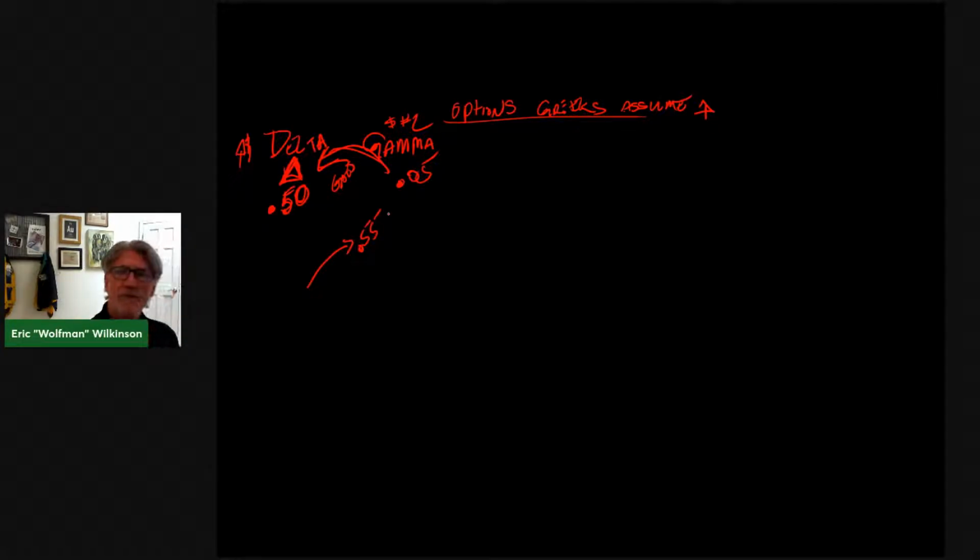Does that make sense? So on the first dollar, I would have gained 50 cents to my premiums. Second dollar move higher, I would have gained 55 cents to my premiums. On the call side. On the put side, they're negative, so they would have decreased.